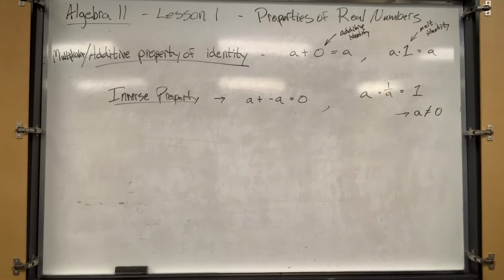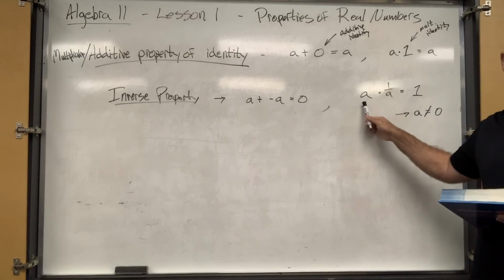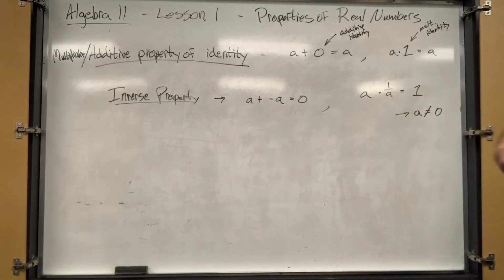Whenever I see this, it makes me uncomfortable. Why? So I have to say that A can never equal 0, because you can't have 0 in the denominator of a fraction. So basically, whenever you multiply a number by its flip, that's called a reciprocal, or multiplicative inverse, as the cool kids say, then you get 1, unless that number, A, is 0. So the only number that doesn't have a multiplicative inverse or a reciprocal is 0.